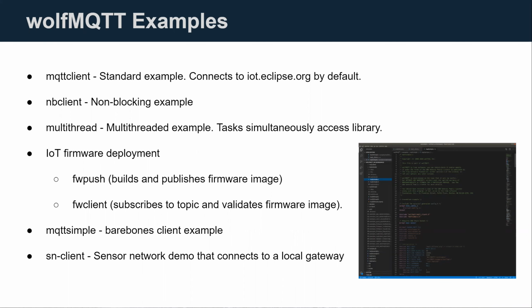The other examples use a couple of shared utility files. The MQTT simple demo is completely self-contained, and it's very straightforward. The sensor network client requires another component besides just the broker, the gateway. The gateway handles communication over UDP on the sensor network side and retransmits the messages to and from a broker on the TCP side.